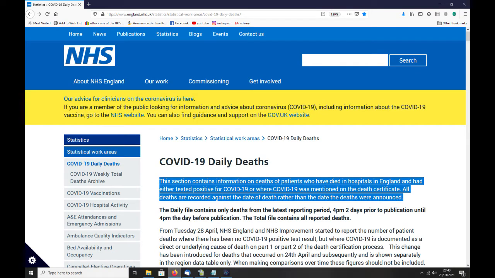Okay, so from the website, this is the description. This section contains information on deaths of patients who have died in hospitals in England and had either tested positive for COVID-19 or where COVID-19 was mentioned on the death certificate. All deaths were recorded against the date of death rather than the date the deaths were announced. This page offers two spreadsheets for download.